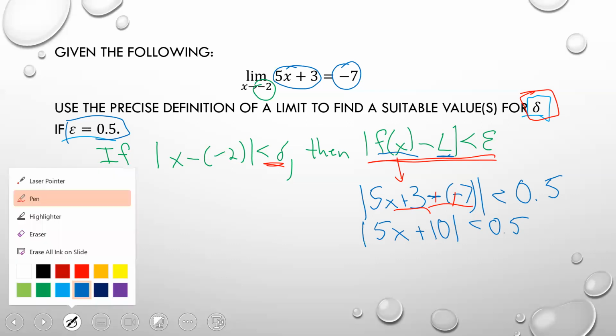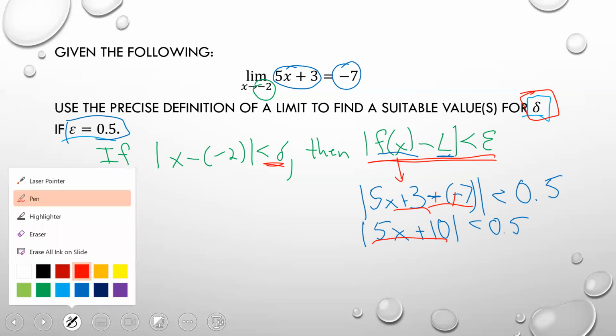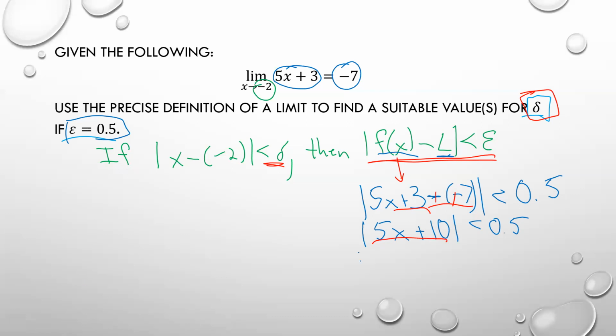And then notice that within the expression we have in the absolute value here, the 5x plus 10, both parts of that are divisible by 5, right? The 5x is divisible by 5, and the 10 is also divisible by 5. So what we can do, because of that, is factor out a 5 from that expression. So we're going to do absolute value of 5 times, factor out the 5 from each piece. That'll give us x in the first part, positive 2 in the second part. So we have absolute value of 5 times x plus 2 is less than 0.5.